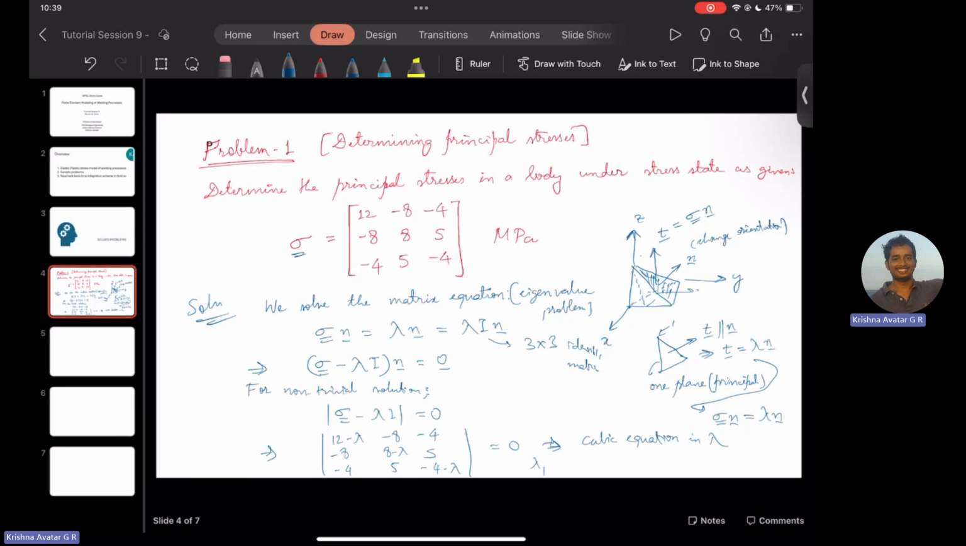Upon solving, we have lambda 1, which we can call sigma 1, equal to 19.88, then sigma 2 is equal to 2.01, and sigma 3 is equal to minus 5.89. So these are the values we are getting. Let's move to the second problem.